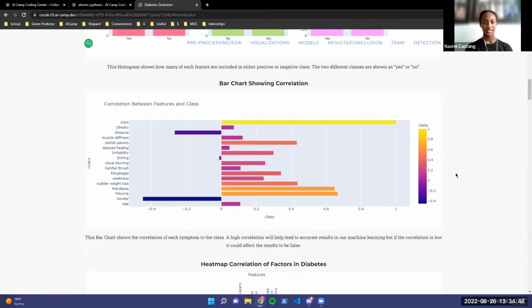The next visualization is a bar chart showing correlation. This bar chart shows the correlation of each symptom to the class. A high correlation will help lead to accurate results in our machine learning, but if the correlation is low, it could affect the results to be false.